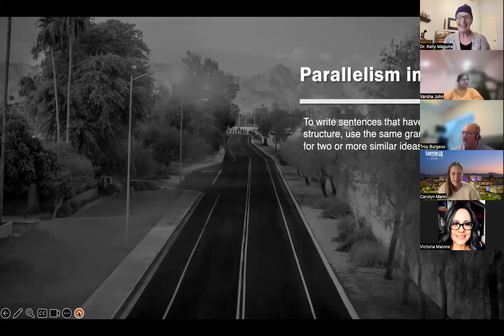Parallelism in writing is when we have the same grammatical form with 2 or more similar ideas. We see this a lot when we write something in a series, meaning we have a little phrase, a comma, another phrase, a comma, and then maybe we end it with "and" then one more phrase. So this is where parallelism shows up.